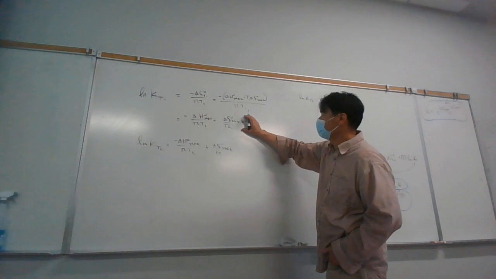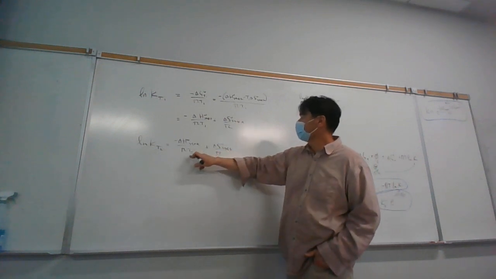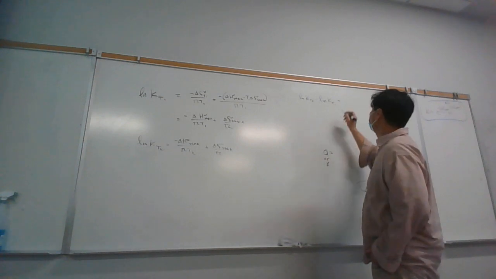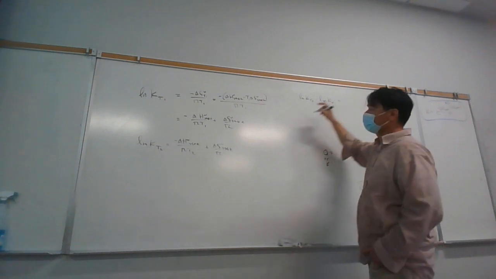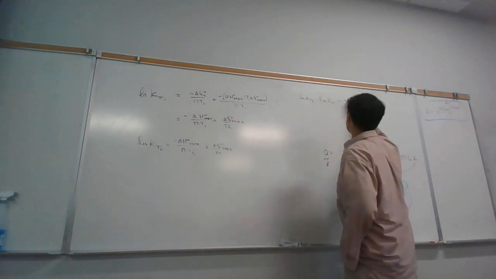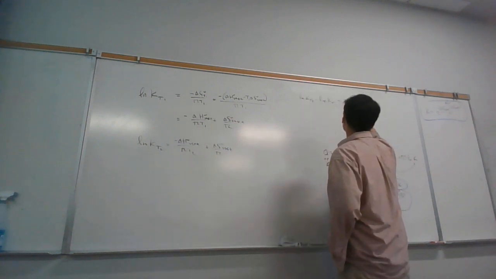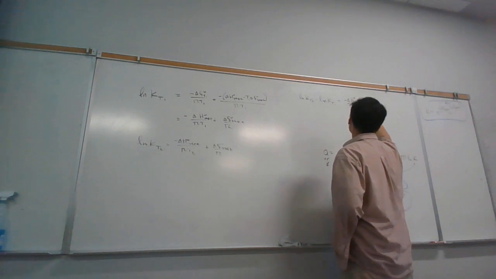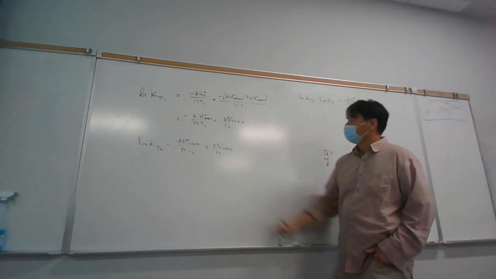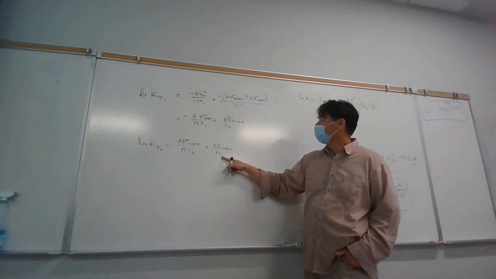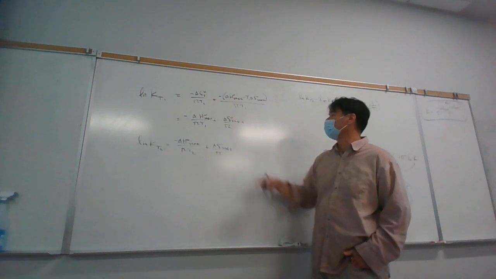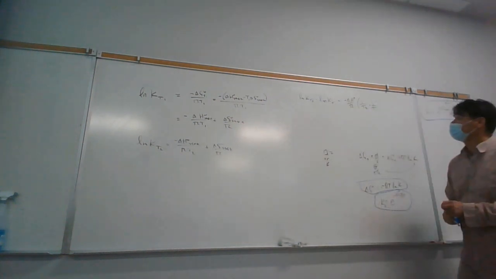So this minus this. And so what I'm going to get is this. I'm going to factor out the minus delta H naught over R. So I'll get minus delta H naught over R times 1 over T2 minus 1 over T1. And then I'll do delta S naught over R minus delta S naught over R. Well, that's going to equal 0. And so I end up with this equation.